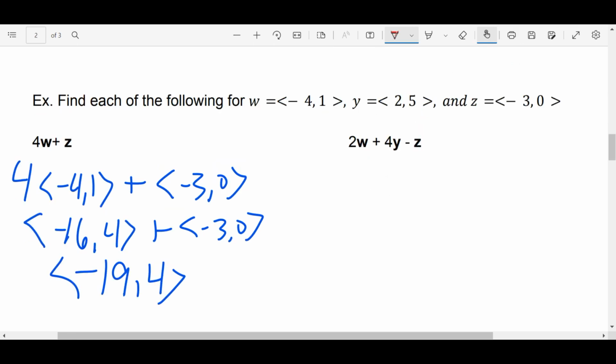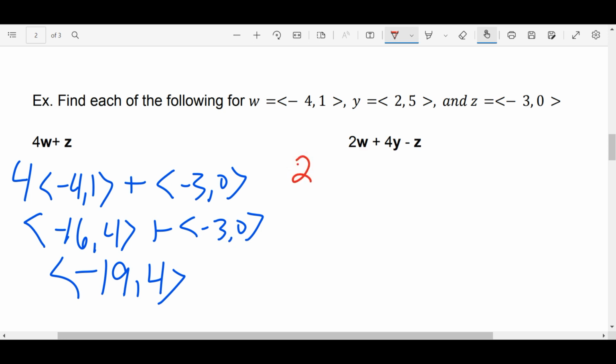Here are some examples of using those properties. So we have 4w plus z, and I gave you what w, y, and z are equal to, which you'll need for these. If vector w is negative 4, 1, multiply that by 4 first before we add z to it. Then we're going to end up with an answer of negative 19, 4. Let's do the second one together.